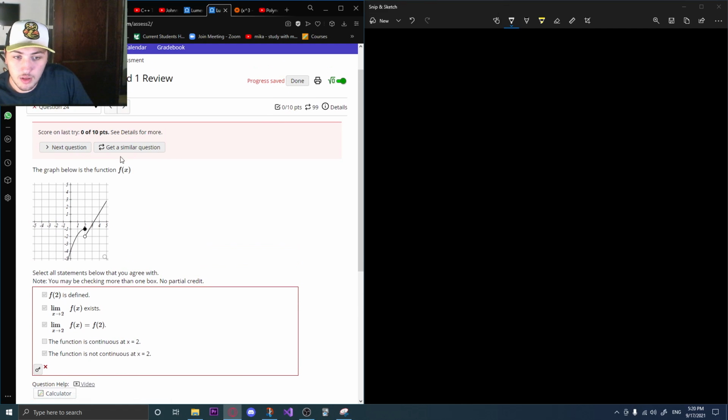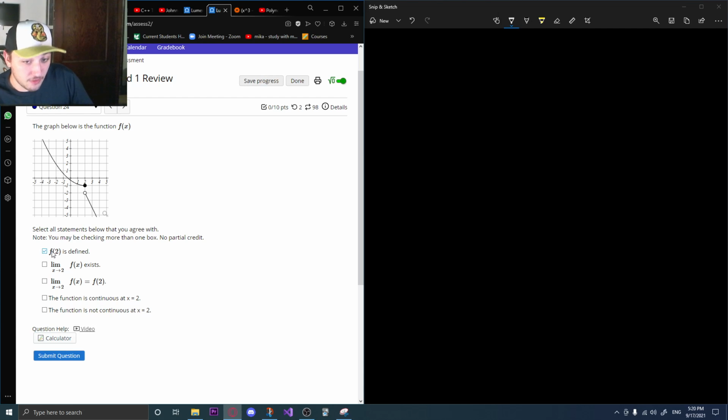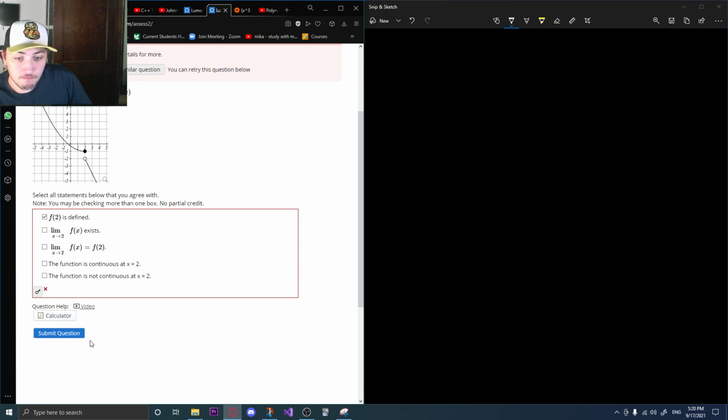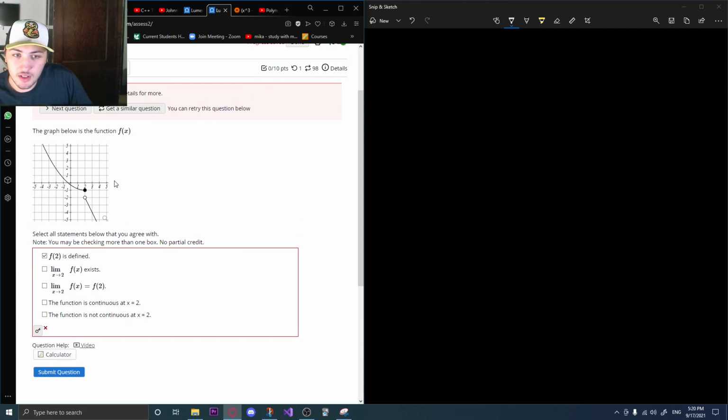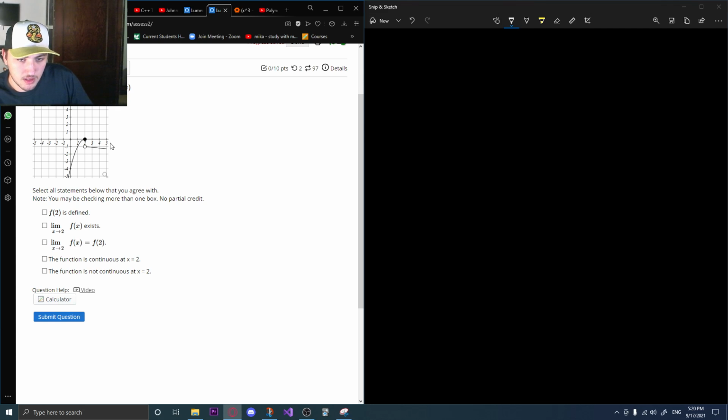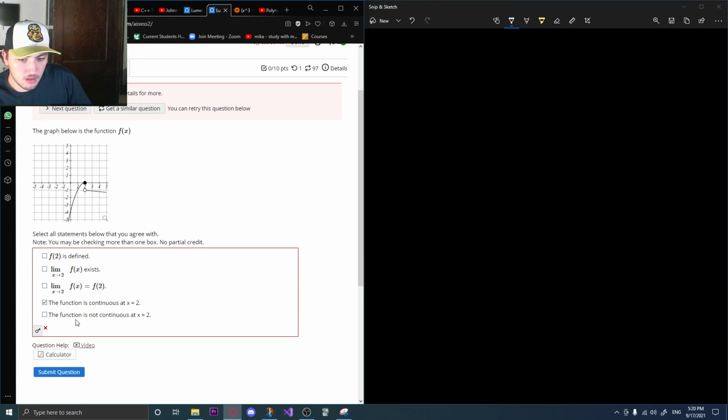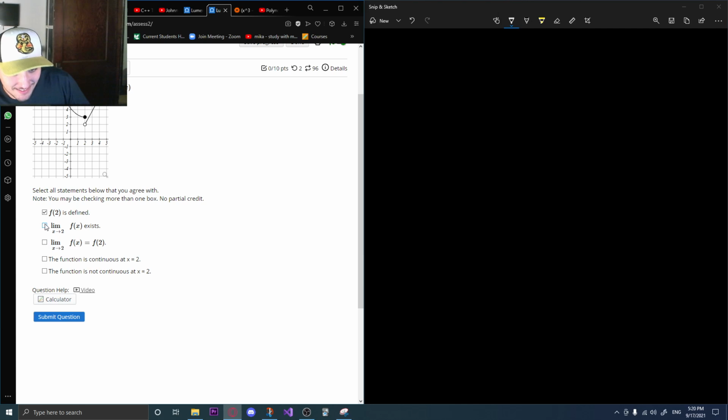Wait, huh? Get a similar question. Okay. F of 2 is defined. It's not defined. So the limit doesn't exist. Function is continuous. Oh, because I have to have all of them. Oh, okay. Function is defined. Function is continuous, I guess, because there's a gap in it. It's filled there. But the limit doesn't exist. Yeah.